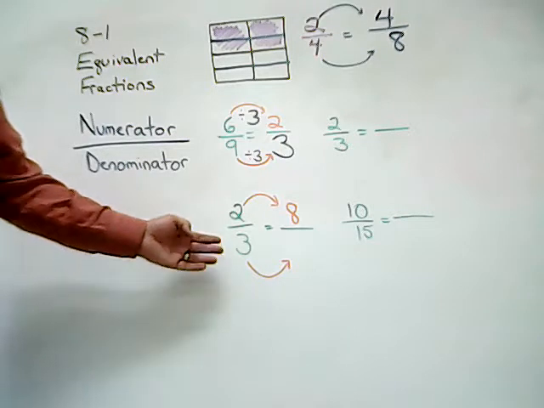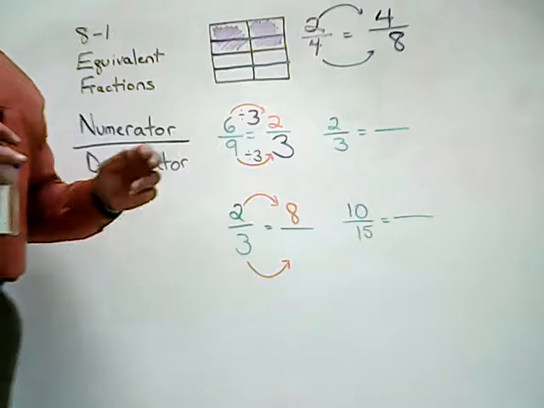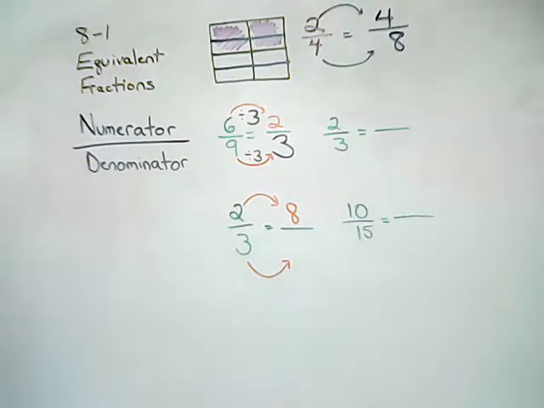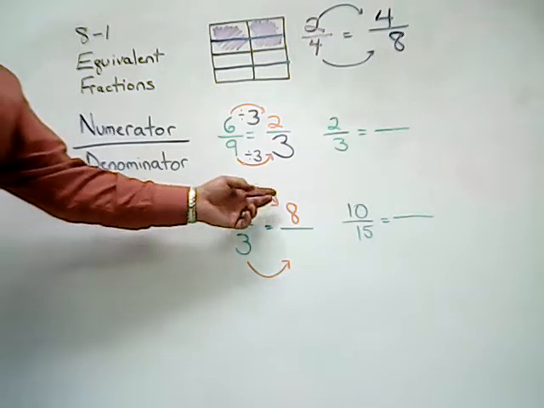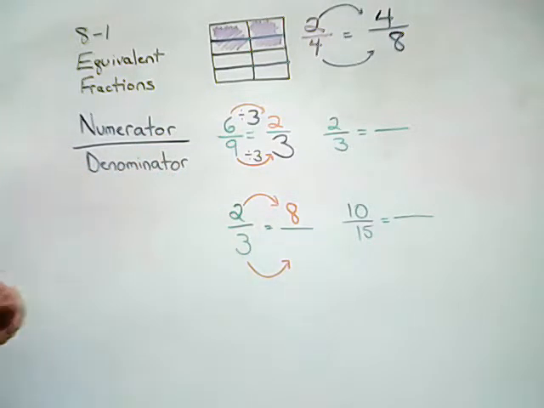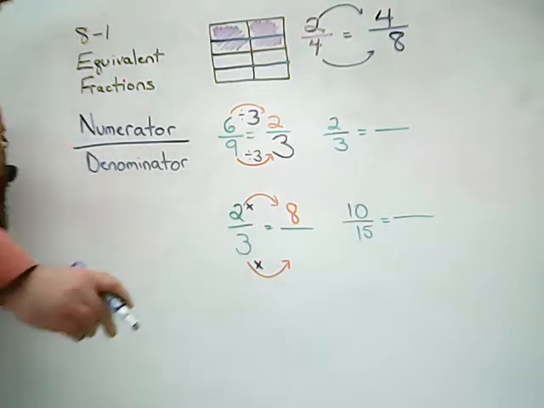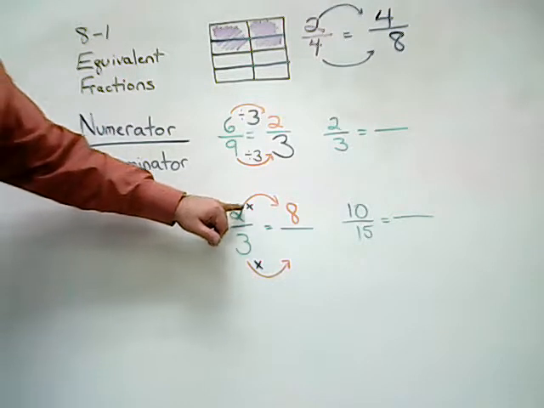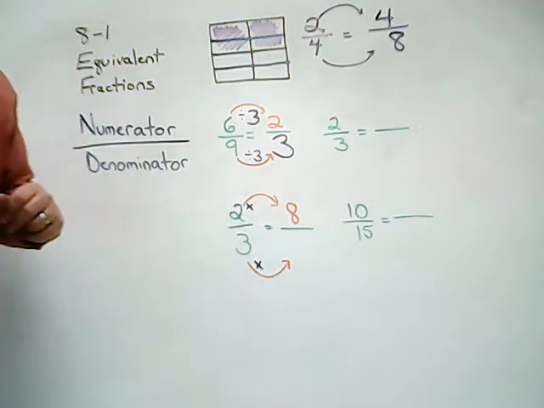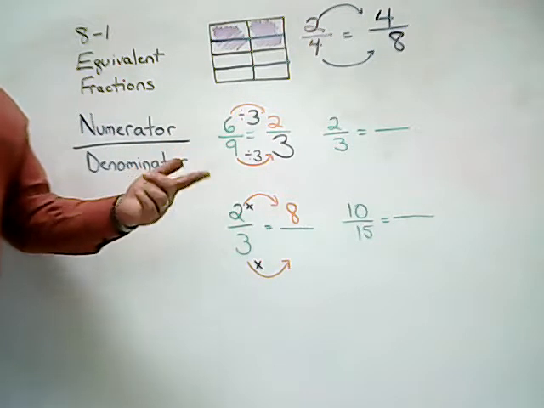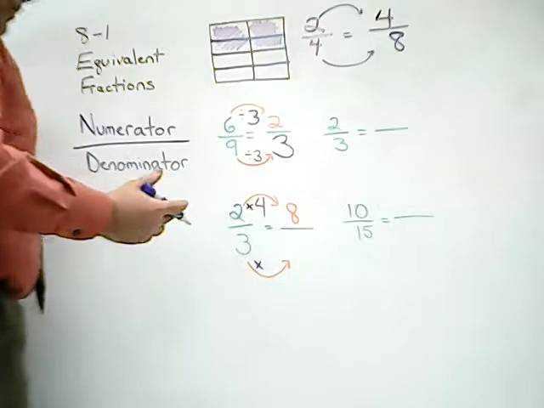In the bottom example here, I start with 2/3 and I'm going to a larger number. Well, I know that when I go from a small number to get a larger number, I'm going to need to multiply. I just don't know by what yet. 2 times what number will get me to a new numerator of 8? 2, 4, 6, 8. 2 times 4.